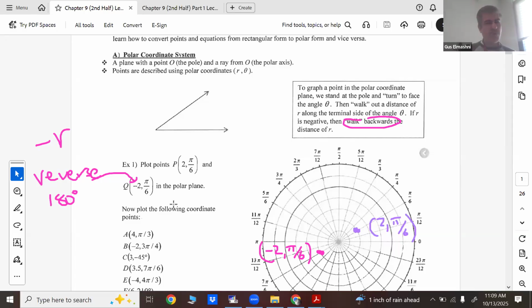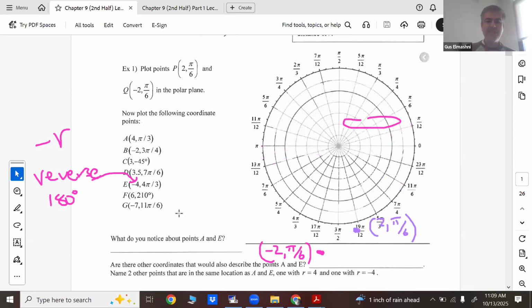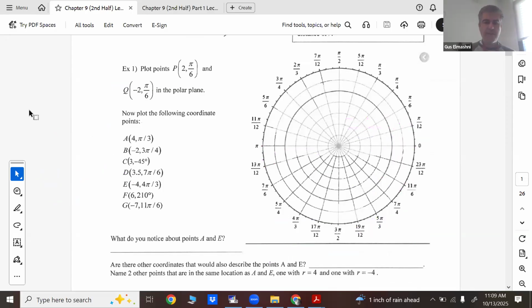A lot of it is kind of like the unit circle if you think about it. So 4 comma pi over 3. That would be a radius of 4. Usually I like to locate the angle first and then the circle. So 1, 2, 3, 4. That's point A. Would you guys agree? 1, 2, 3, 4. Yep. Okay, cool.